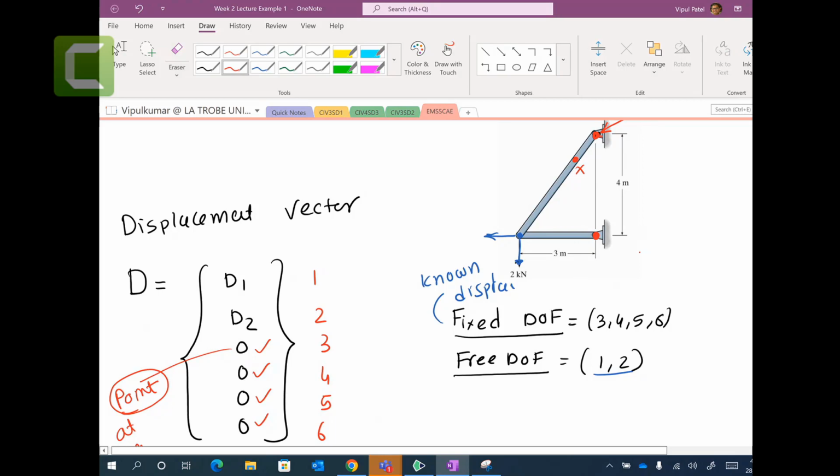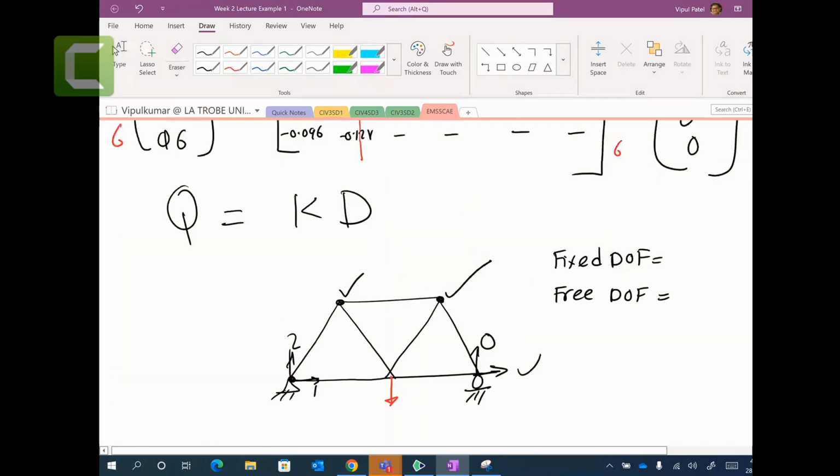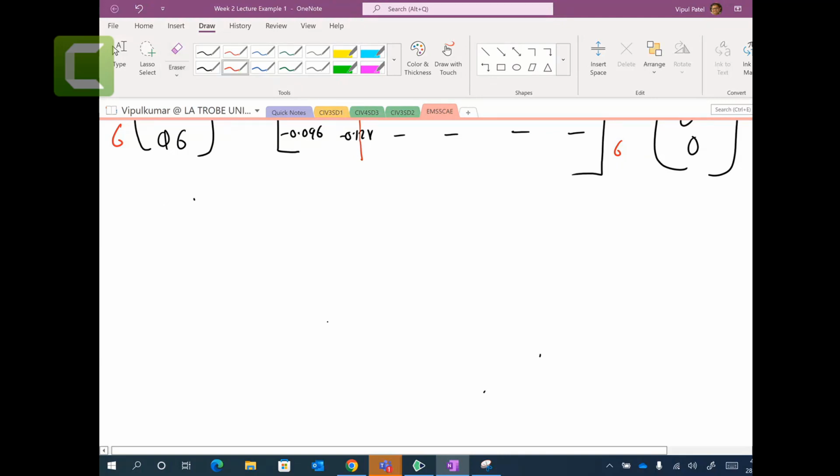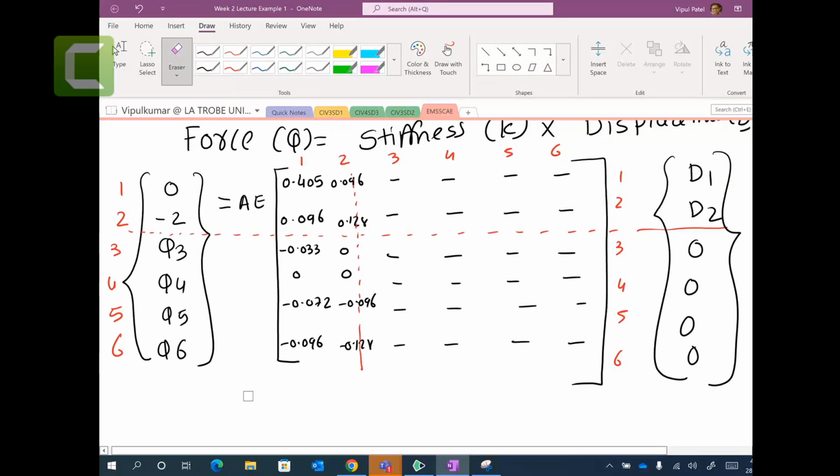So I hope you understand this, Q equal to KD. Now my next job is to find the unknown displacements first, and then we will find the unknown forces as well. So first of all, we have two jobs to do. If you look at my whole truss system on the screen, you can see that it has unknown values Q3, Q4, Q5, and Q6, and unknown values D1 and D2. So let's start with D1 and D2 first.